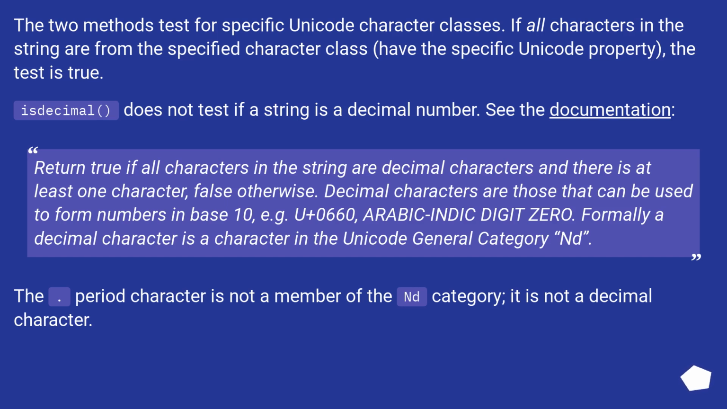See the documentation. Return true if all characters in the string are decimal characters and there is at least one character, false otherwise. Decimal characters are those that can be used to form numbers in base 10, for example U+0660, Arabic-Indic digit 0. Formally, a decimal character is a character in the Unicode general category Nd. The dot period character is not a member of the Nd category. It is not a decimal character.